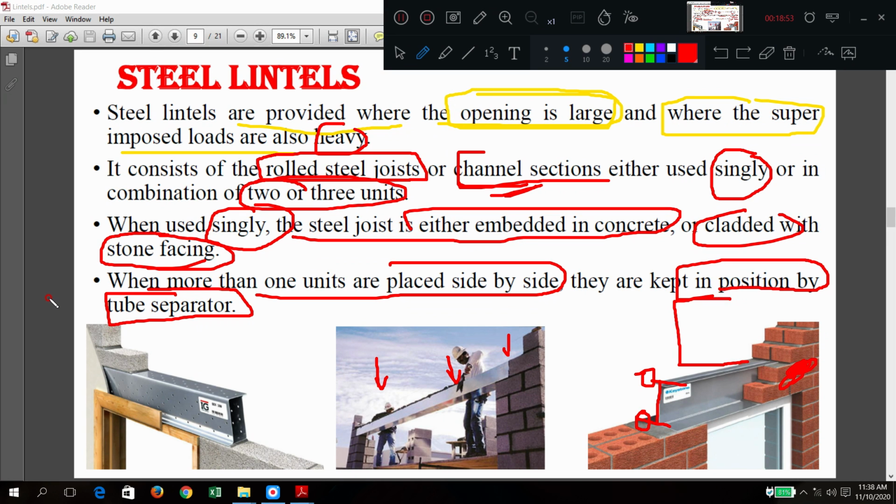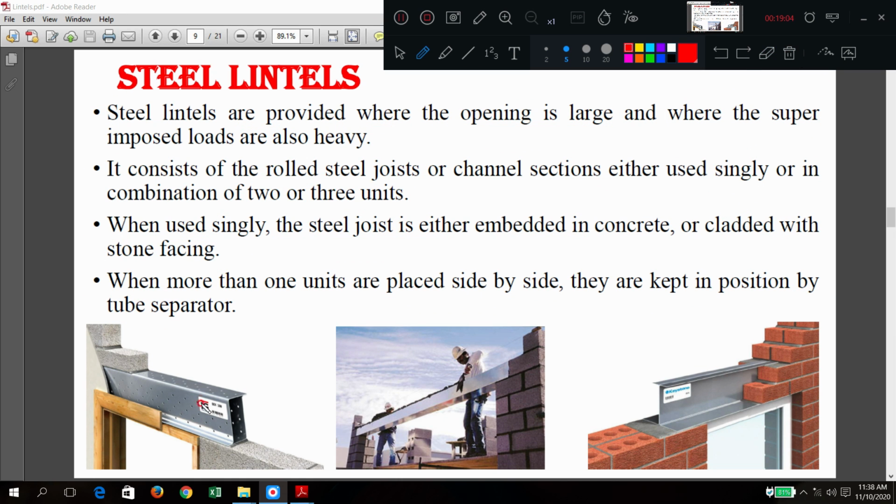I hope this lintel part is clear. Steel lintels, okay, RCC lintels, okay, RCC boot lintels. So boot lintels are provided over the cavity walls. I hope it is now clear. Okay. Lintels are completed. Next, in the next class, we will go for chajja projection. Okay. Those things we are going to discuss.